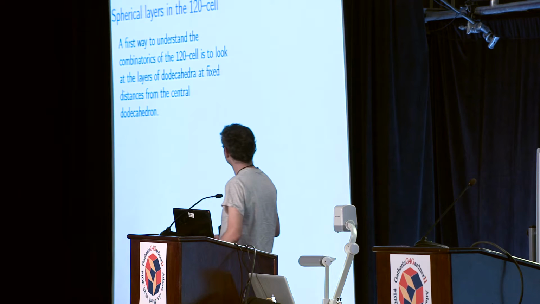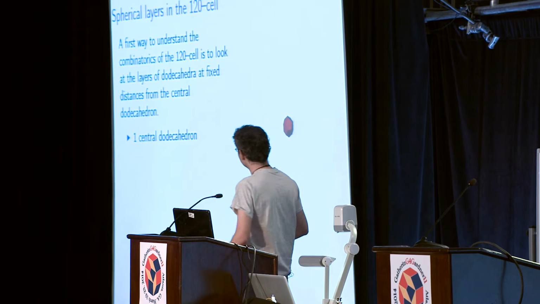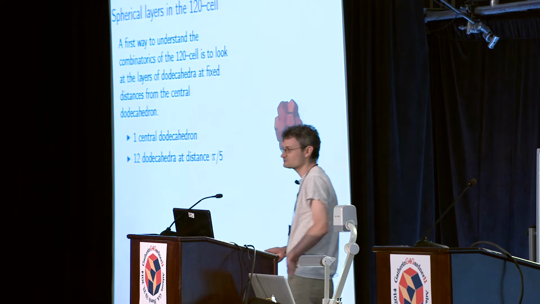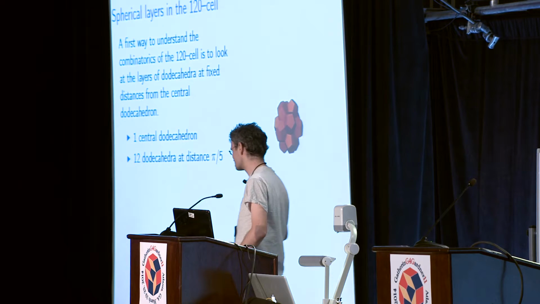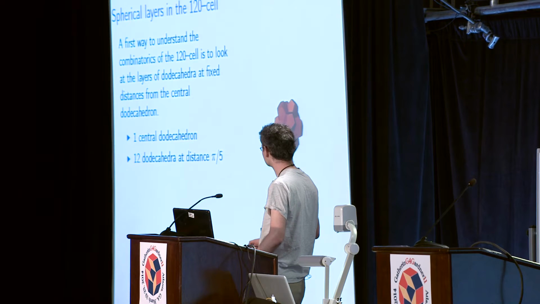What is going on here? So there's one dodecahedron right in the center of the whole picture. And then surrounding that dodecahedron, there are 12 dodecahedra at distance pi over 5. Why distance is measured in angles, because we're on the surface of a sphere. It happens to be a sphere in four-dimensional space, but you can still measure distances using angles.